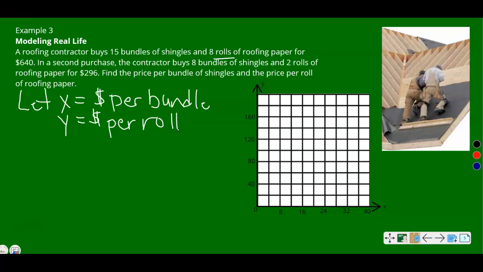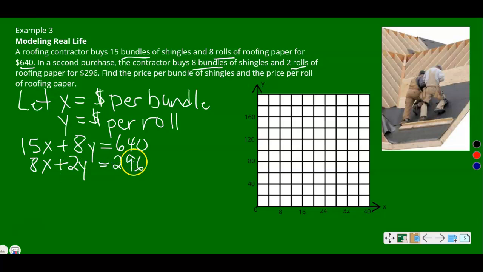When we do that, we can set up our equation very easily. We have 15 bundles of shingles, so 15 times the price per bundle, 15x, plus 8 rolls times y, the price per roll, and that equals our total price, which is $640 for this purchase. For the second purchase, the contractor buys 8 bundles, so 8 times x, the price per bundle, plus 2 rolls, and that equals $296 total.